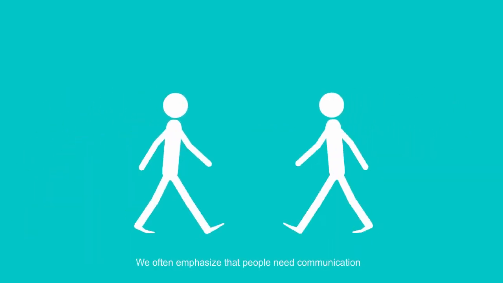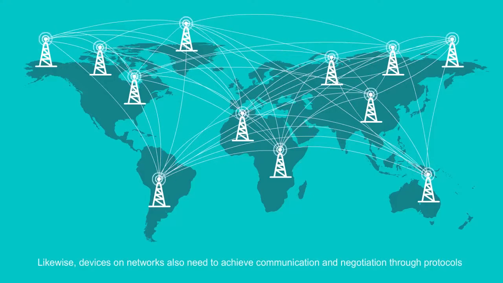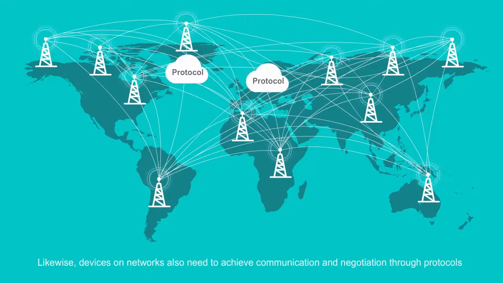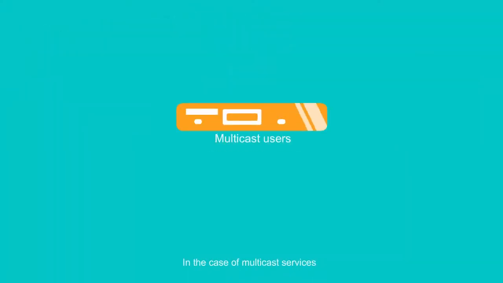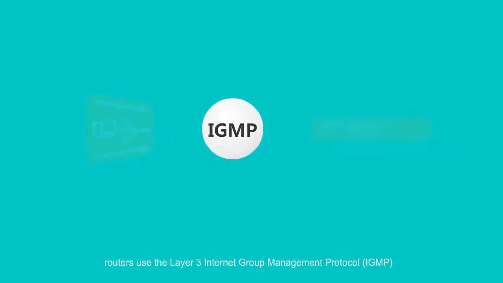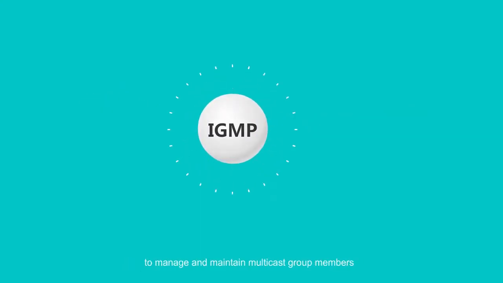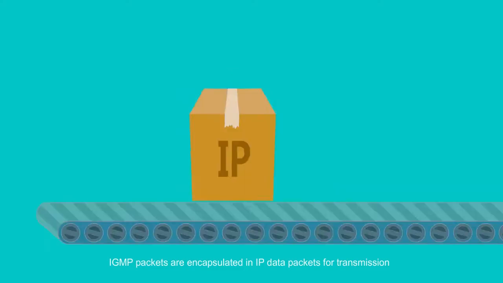We often emphasize that people need communication. Likewise, devices on networks also need to achieve communication and negotiation through protocols. In the case of multicast services, routers use the Layer 3 IGMP to manage and maintain multicast group members. IGMP packets are encapsulated in IP data packets for transmission.